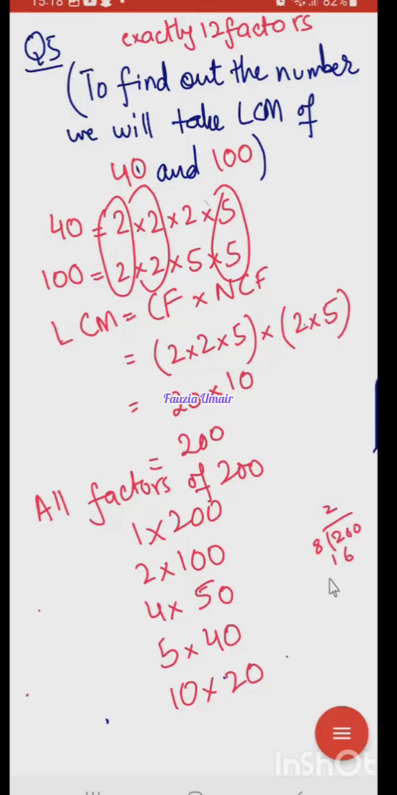16, हाँ जी, 8 से divisible है. 40 और 8 5s are 8 and 25, हमने मिस कर दिया यहाँ पर. ठीक है, I'm writing it below, 8 and 25. ठीक है, so there are exact 12 factors. You can count them also. ठीक है, so these are the 12 factors of this number 200.